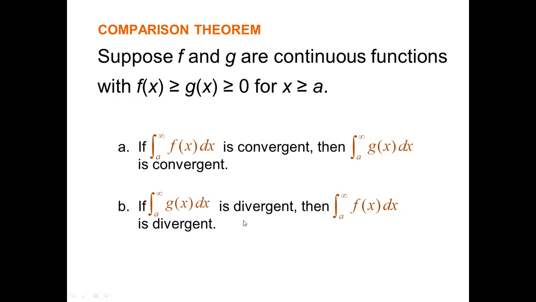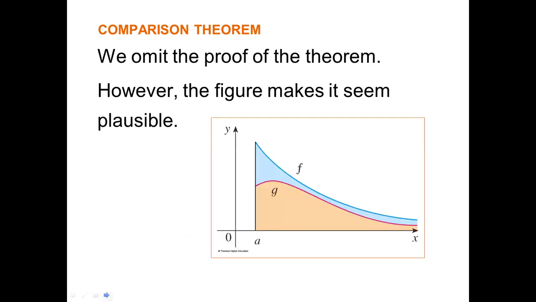What about if g of x is divergent? Then f of x is also divergent. Now, this would be quite difficult to absorb if it's just in sentence form, but you have to understand this. This is the condition in which these two apply: f of x is greater than g of x, which is greater than 0, for all x values equal to or greater than a. This will be properly understood if we have an illustration.